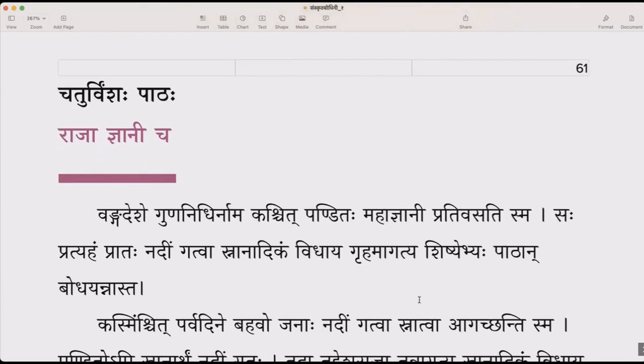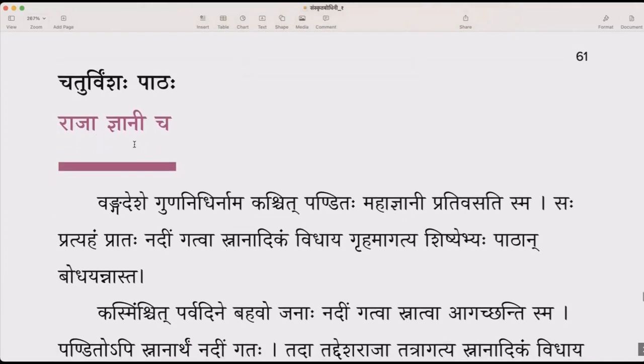Chaturvimshah Pathah. Raja Jnani Cha. Raja, king. Jnani is an intelligent person, one who has knowledge.